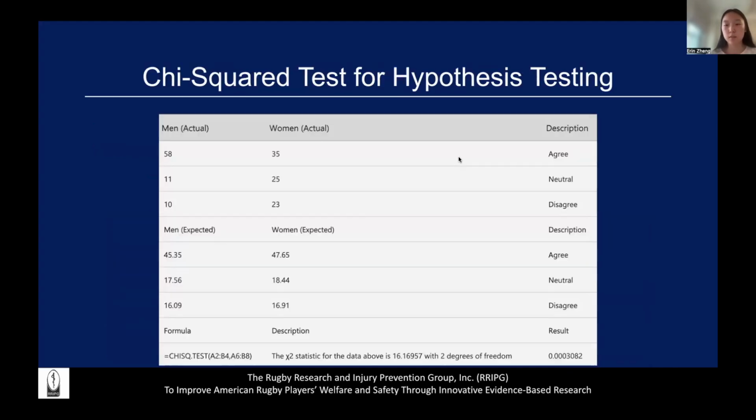So I don't have an Excel sheet for this, but you can also do this in Excel. So there's a specific chi-squared function, and then it will give you the p-value.